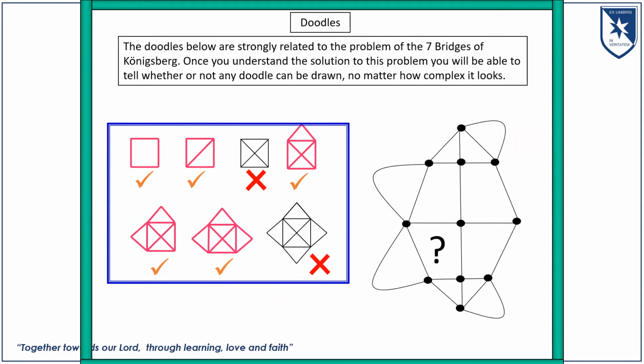So the doodles below are strongly related to the problem of the seven bridges of Königsberg. Once you understand the solution to this problem, you'll be able to tell whether or not any doodle can be drawn, no matter how complex it looks. You can see the one to the right of our shapes there looking very, very complex. We've got a number of vertices. Just use the highlighter here. These are the vertices. And what we call edges. So we've got edges that are arcs and edges that are straight here.